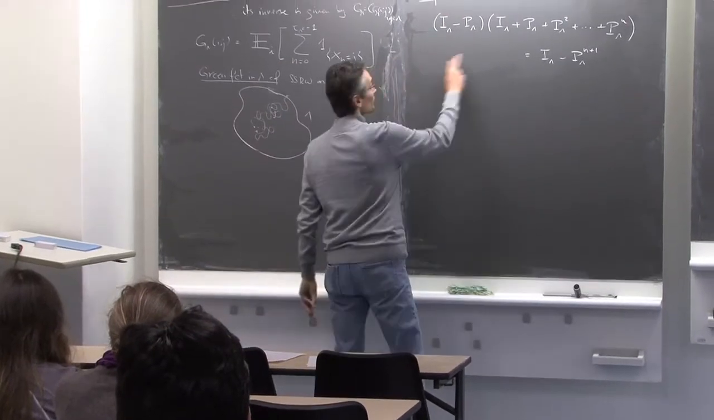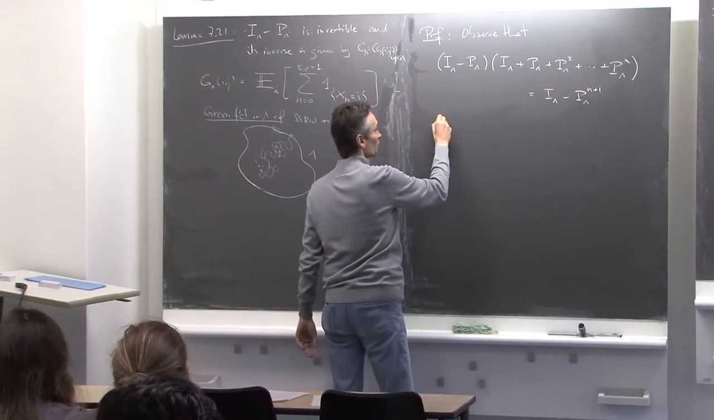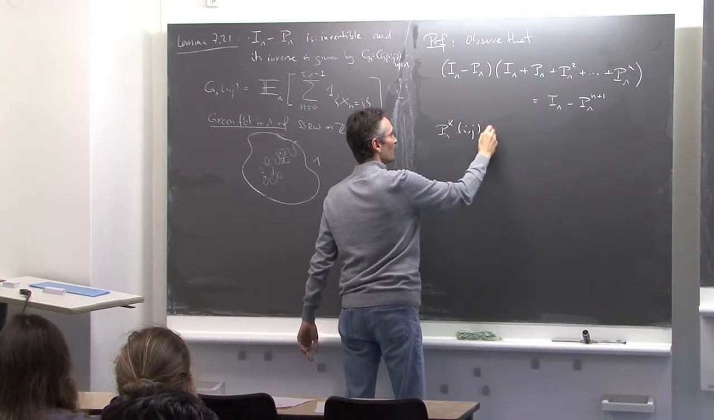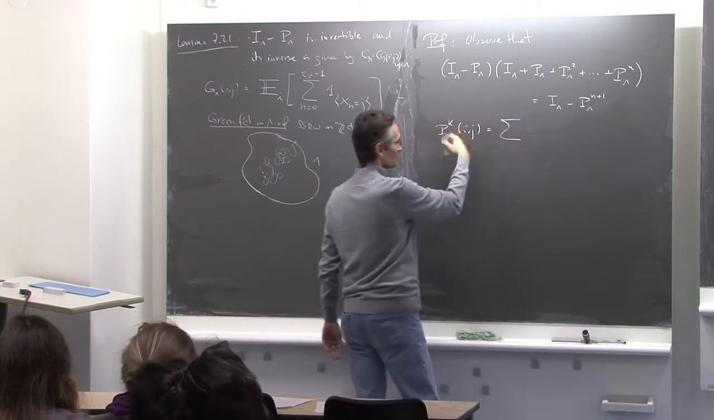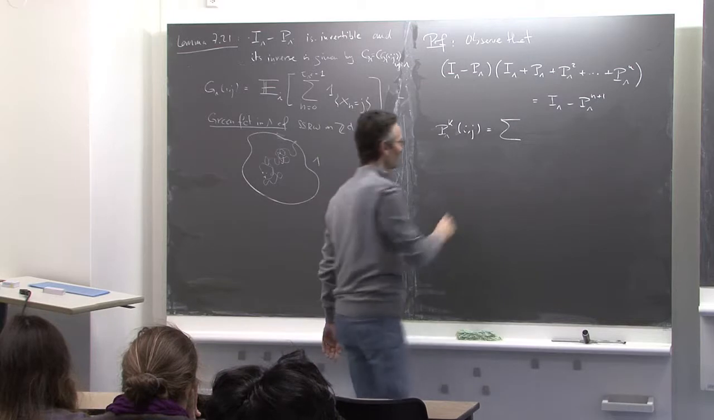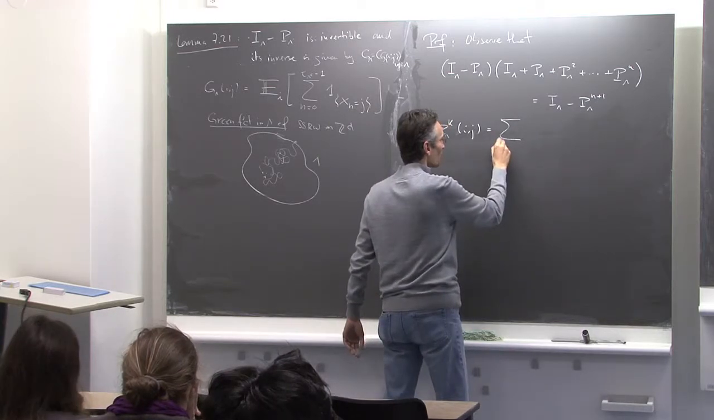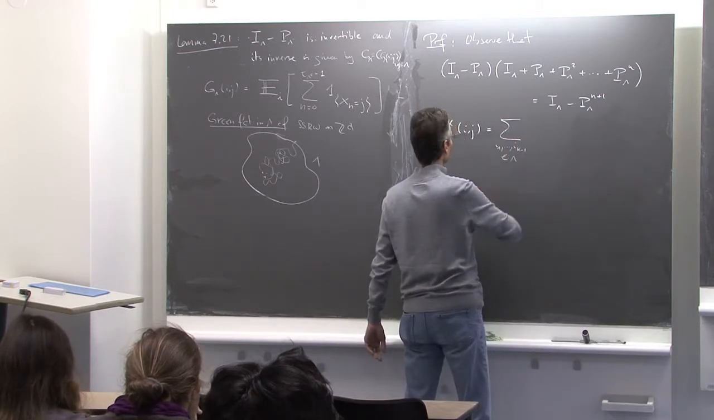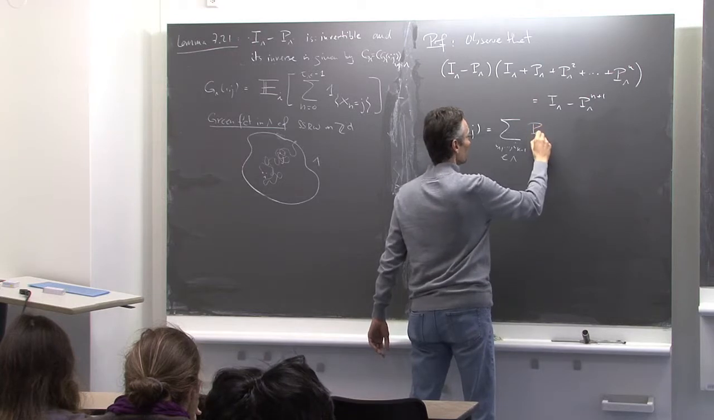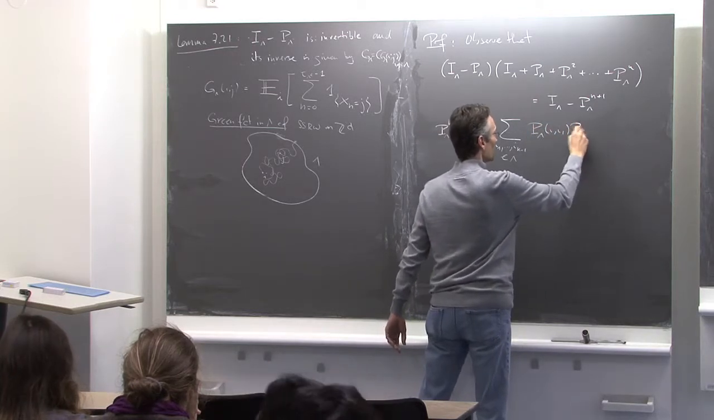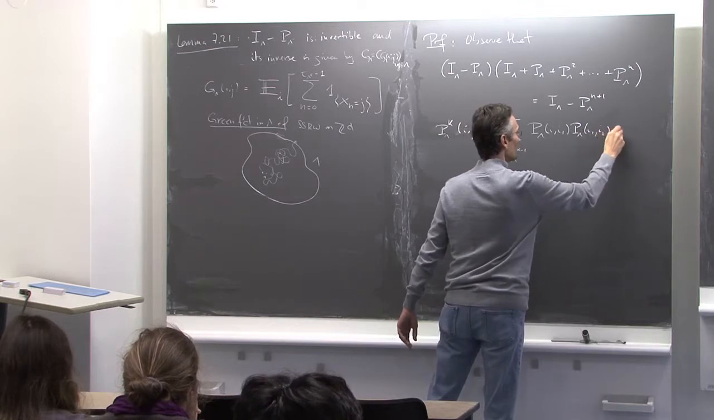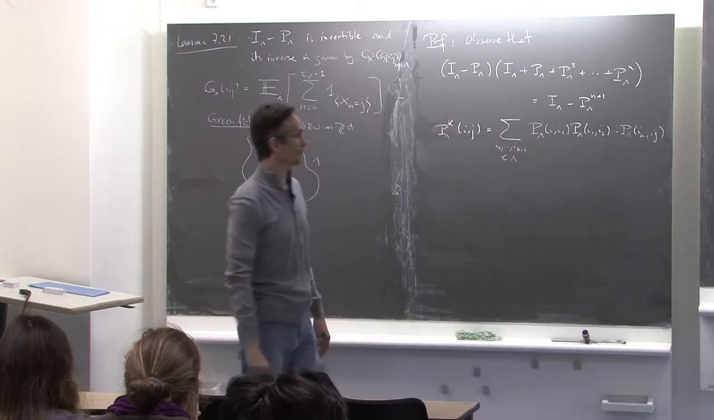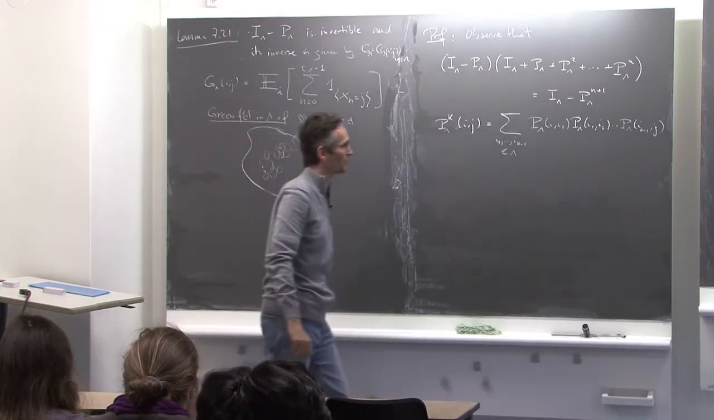Now, what is P_Λ^k? P_Λ^k is just the kth power of the matrix P_Λ. So P_Λ^k(i,j) is just the sum, since I'm multiplying k matrices P, over i_1 up to i_{k-1} in Λ, of P_Λ(i,i_1) P_Λ(i_1,i_2) up to P_Λ(i_{k-1},j). That is just the definition of the kth power of the matrix.